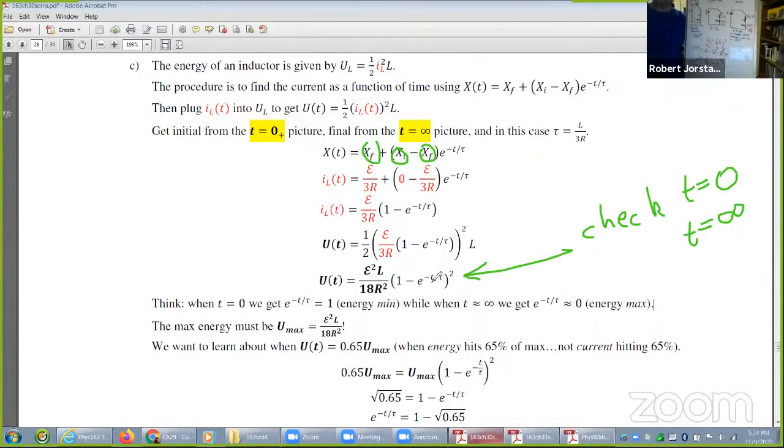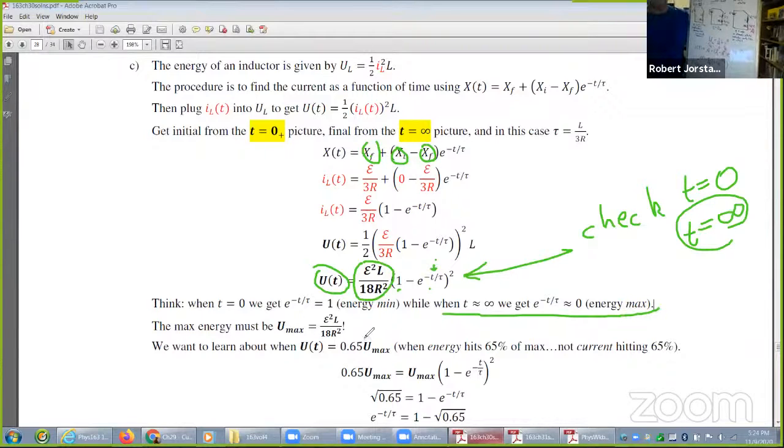So if you check t equals 0, if I plug in a 0 here, e to the 0 is 1. 1 minus 1 is 0, which means there's no energy at time equals 0. Well, that makes sense with our picture. It was going to ramp up to some energy. If I plug in t equals infinity, e to the negative infinity is 0. That means after an infinite amount of time, I should have the full energy level. So this makes sense. That's what this line is doing right here.